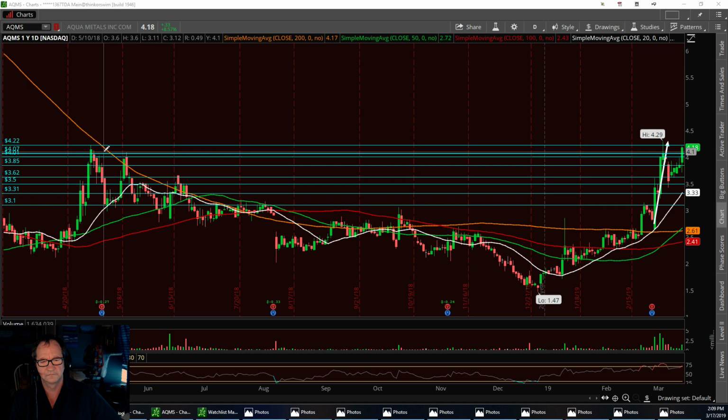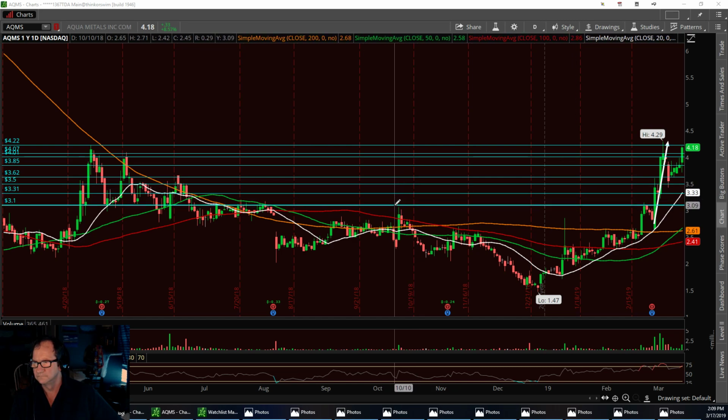Another double top right here on this one, AQMS, right about that 385 area.